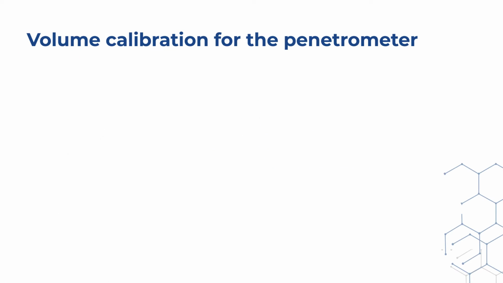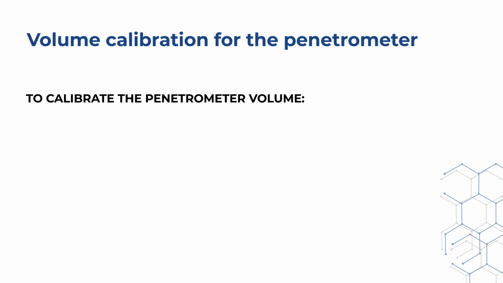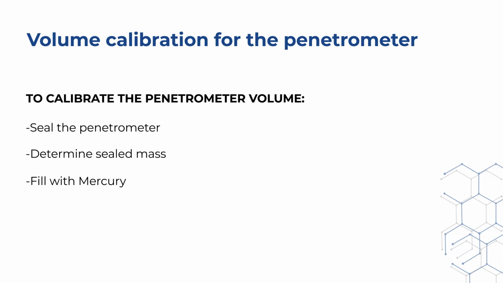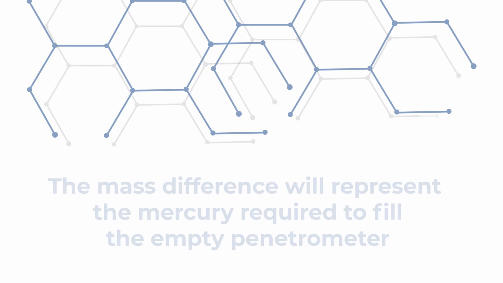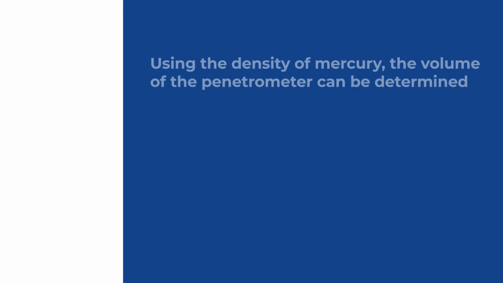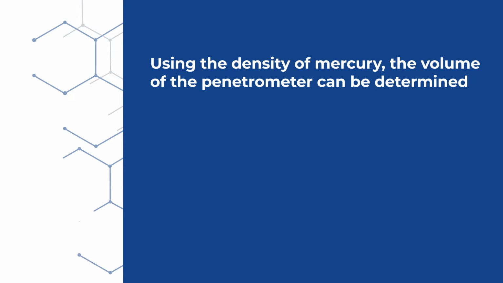Now about that volume calibration for the penetrometer. To calibrate the penetrometer volume, we need to seal the penetrometer, determine its sealed mass, fill it with mercury, then determine the mass after filling. The mass difference will represent the mercury required to fill the penetrometer while empty. Using the density of mercury, the volume of the penetrometer can be determined.